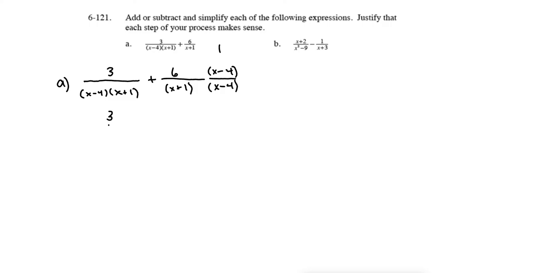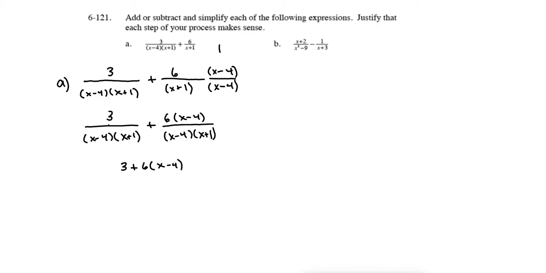So we've got 3 over the quantity of x minus 4 times the quantity of x plus 1. We're adding to that 6 times the quantity of x minus 4 over the same exact denominator. Now the next part, let's just rewrite it as one fraction. We're going to say 3 plus 6 times the quantity of x minus 4, all over x minus 4 times the quantity of x plus 1.